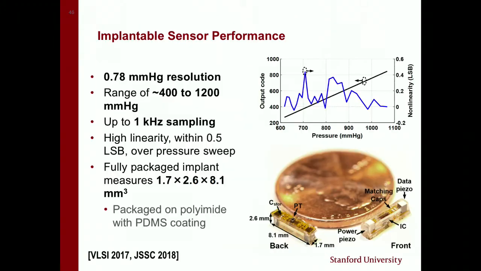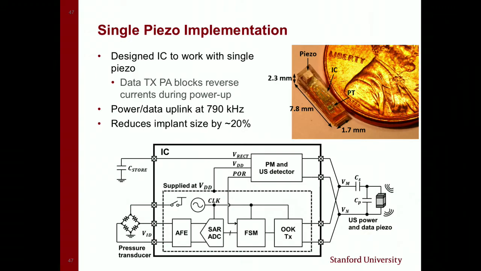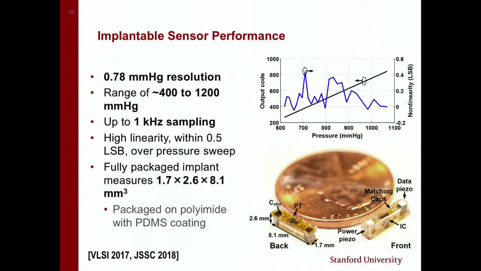And if you look at how we're operating this, we can go up to about 1 kilohertz of sampling. This is far more than enough for most applications in biology. Nothing changes faster than 1 kilohertz, more or less, in terms of pressure at least. So we're measuring up to 1 kilohertz of sampling. Our range is about 400 millimeter mercury to about 1200. A full bladder at sea level or below sea level, up to the empty bladder at 30,000 feet. We wanted to cover the whole range. And our resolution is about 0.78 millimeter mercury here.